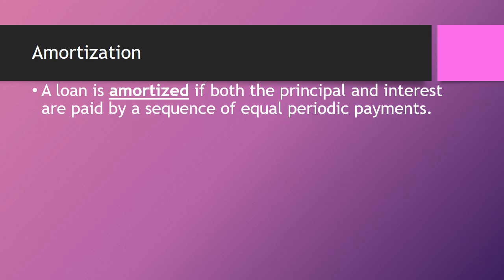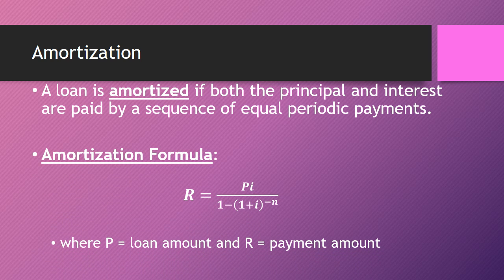A little bit about amortization. A loan is amortized if both the principal and interest are paid by a sequence of equal periodic payments. Here's our formula. The payment equals the principal times I times the interest. And again, remember that's interest over the number of compounding times over 1 minus the quantity 1 plus I to the negative n power.